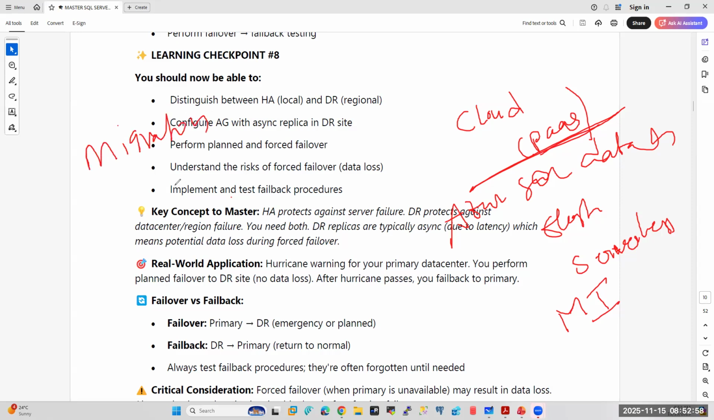Okay, so we'll try to migrate on-prem to on-prem, then on-prem to cloud. So what are the different techniques? What are the different methods available to drive the migration from on-prem to on-prem, on-prem to cloud?